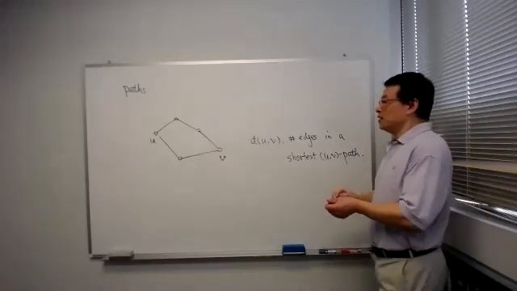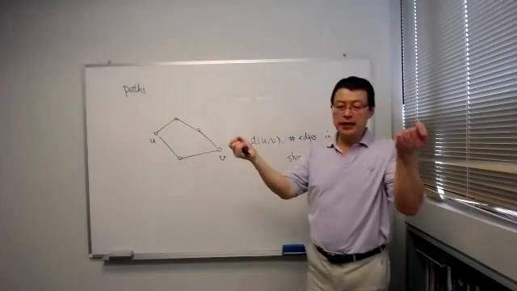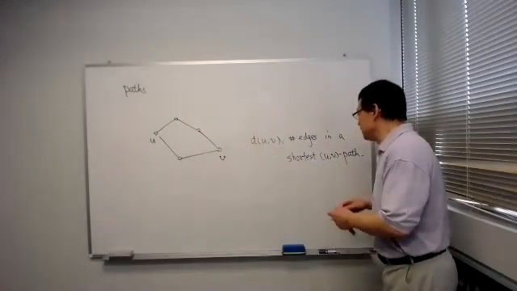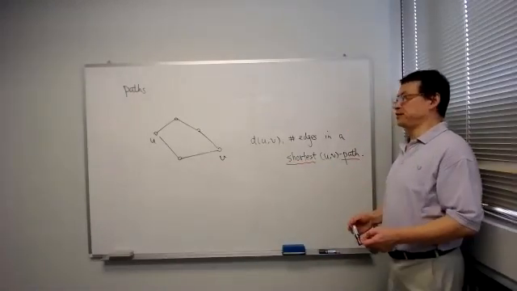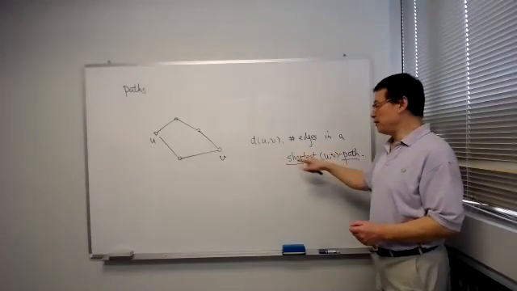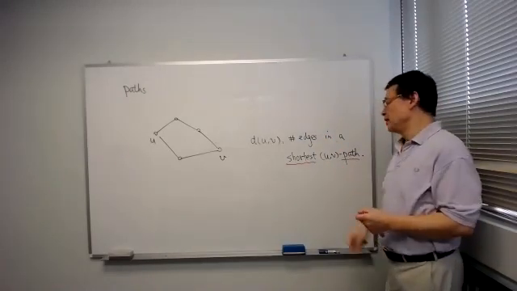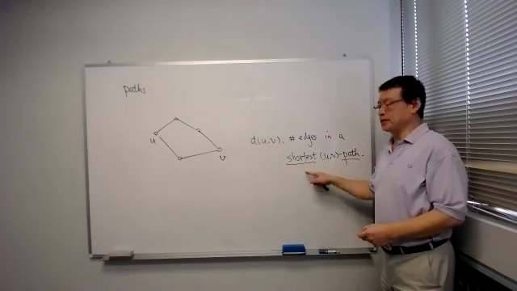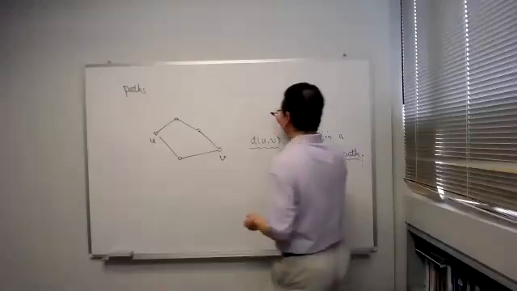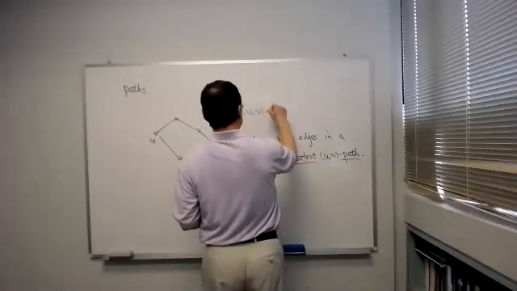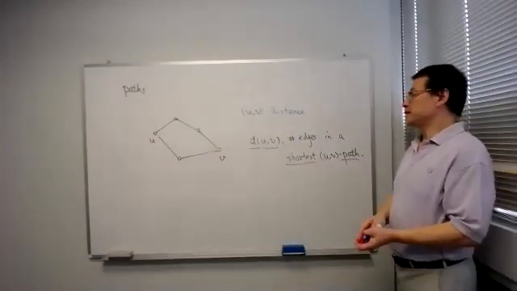There can be many paths. For example, here we have 2 paths, this one and this one. So the one that has the minimum number of edges is called the shortest path. So that's the shortest path. The number of edges is called the distance. The minimum number of edges in any path between u and v is called the distance. The number of edges in a shortest path is called the distance. So that's called the distance.